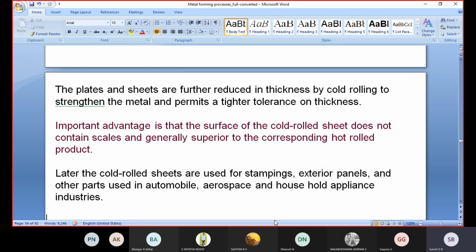What is meant by scale formation? When you go for a hot working process, due to heat, on the top surface of the component or any material, some white color formation is present. That white color formation is called scale formation. What is the main reason scale formation is present in the hot working process? Anybody any idea about scale formation?